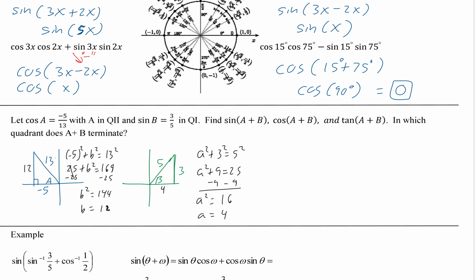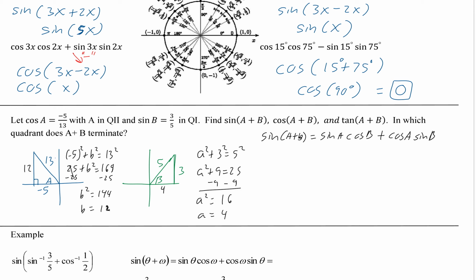So now we have all of our different trig values. And what we're going to be doing now is using these to find sine of A plus B, cosine of A plus B, and tangent of A plus B. And this is the hardest part. The rest is just plugging it into the formula. So let's start with sine. Sine of A plus B will be sine A cosine B plus cosine A sine B. Don't need a parenthesis on that one.